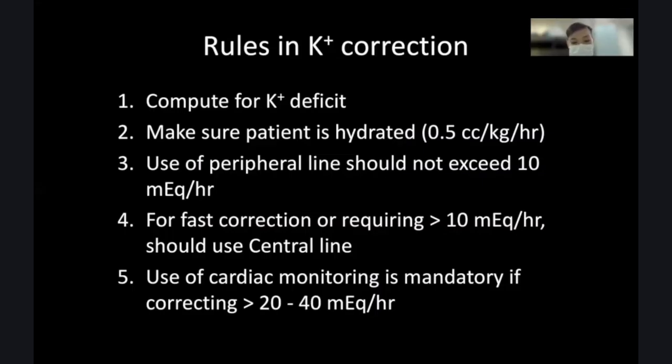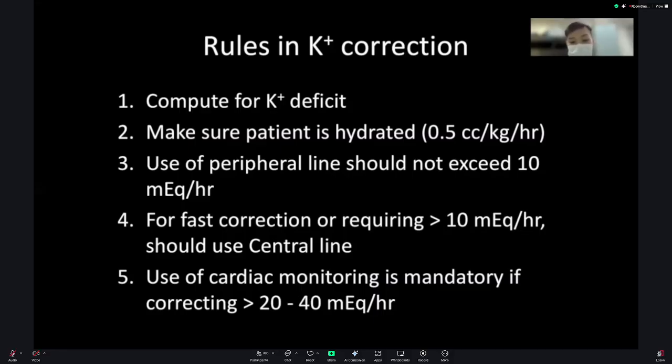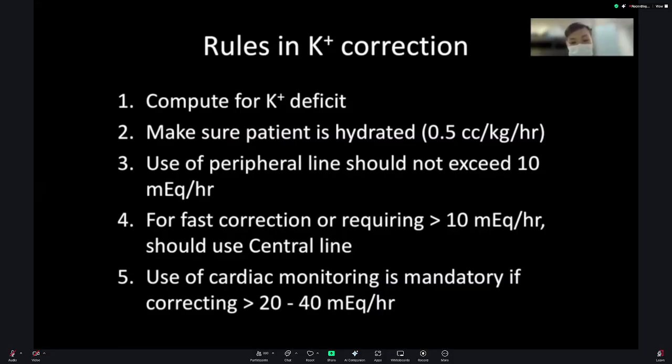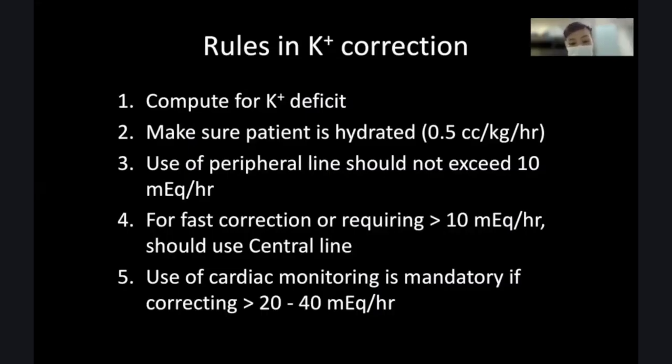If you're going to correct more than 20 to 40 mg per hour, it is mandatory to have the patient hooked to a cardiac monitor, because we all know that potassium is a major electrolyte for cardiac excitability. So if you're giving too much, the patient can develop arrhythmia. So you should hook the patient to a cardiac monitor if you're giving fast or very fast correction using 20 to 40 mg per hour of potassium.